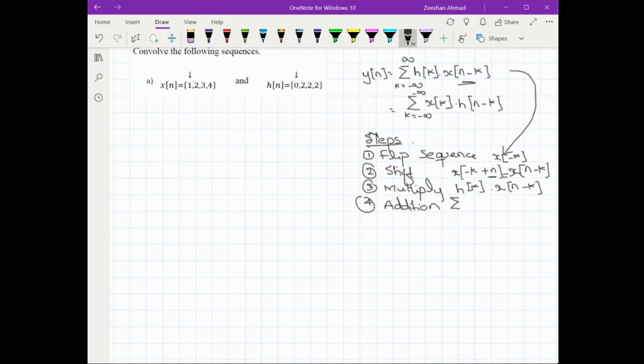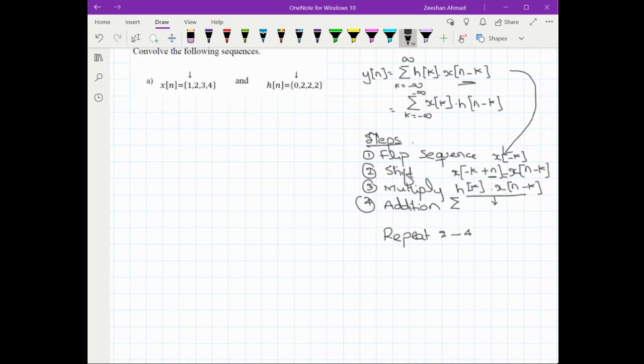Okay, so addition means summation of this whole term here. This is the whole process. What we will do is repeat this from steps 2 to 4 again. We do it one time: we calculate the addition, then we perform the shifting again, multiply, and add again, and again we perform the shifting, multiply and add, and so on, until we move the flipped signal over the other signal completely. Okay, these are the whole steps I will be following.